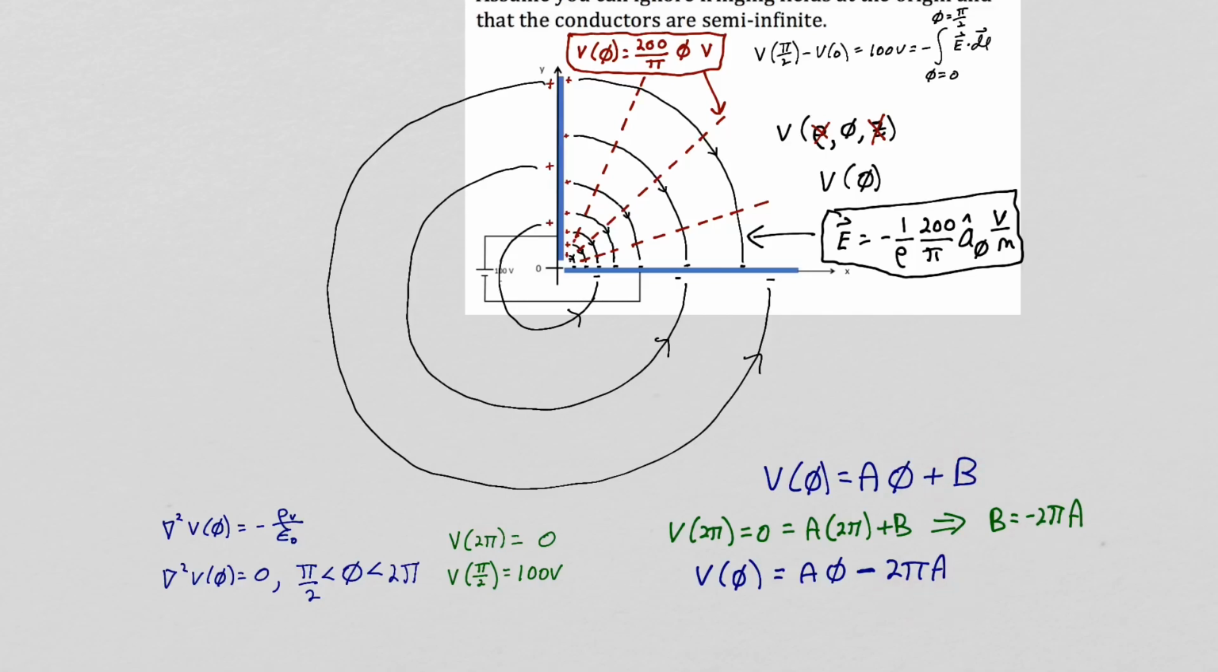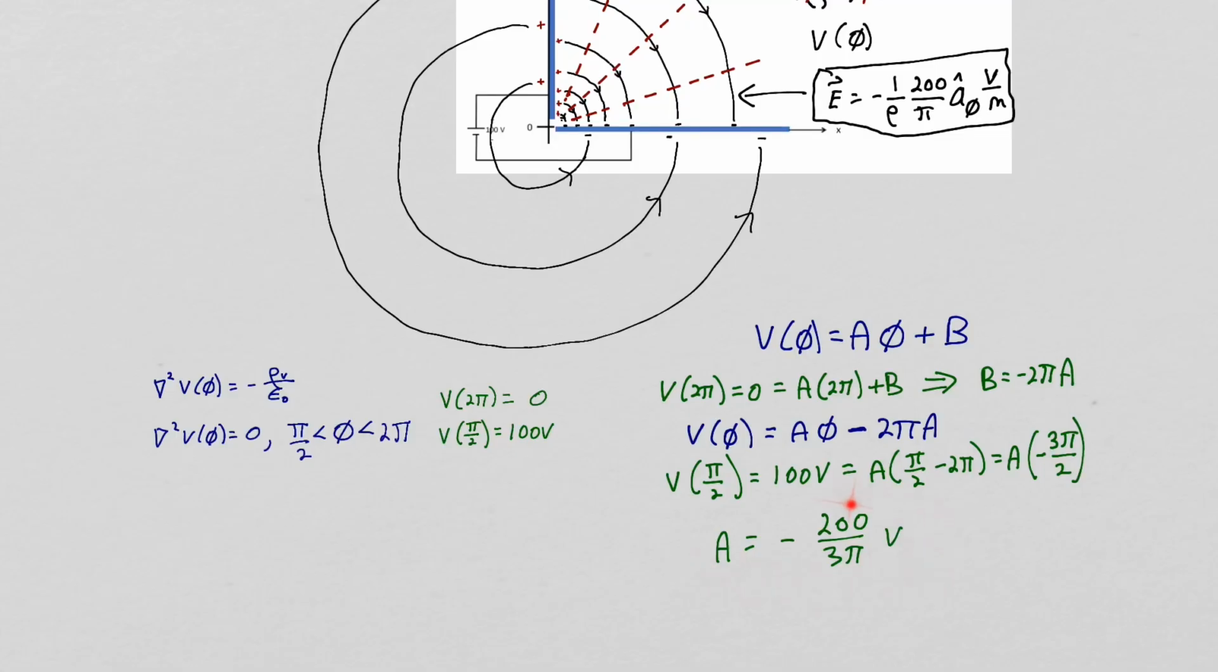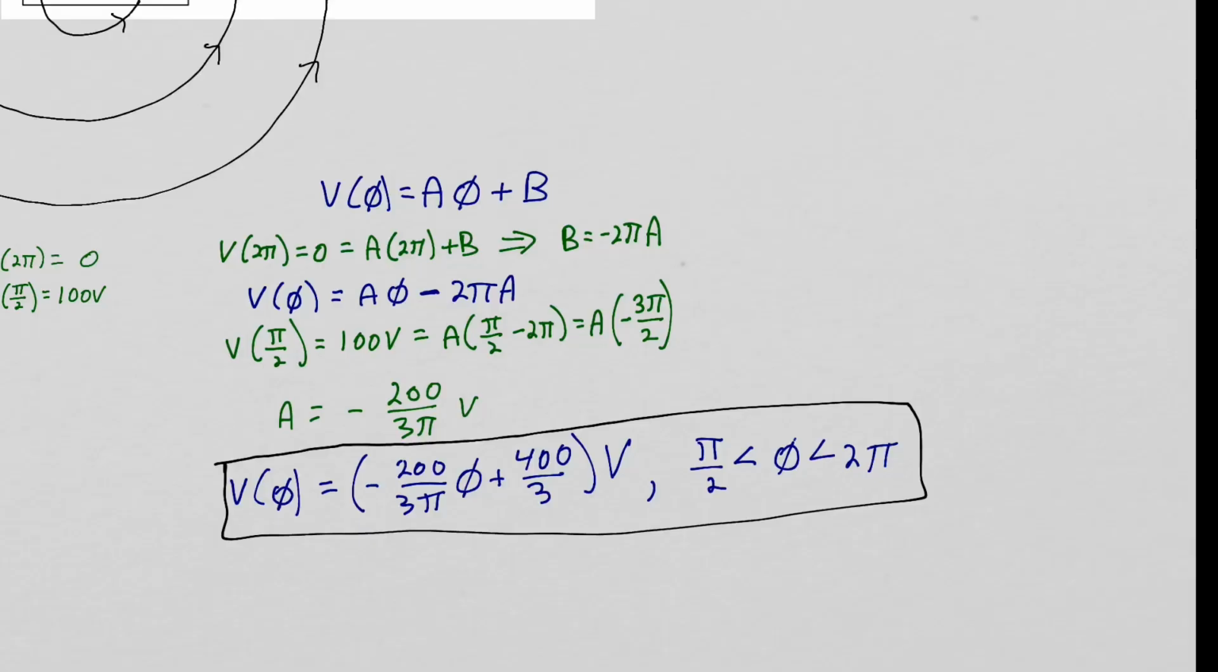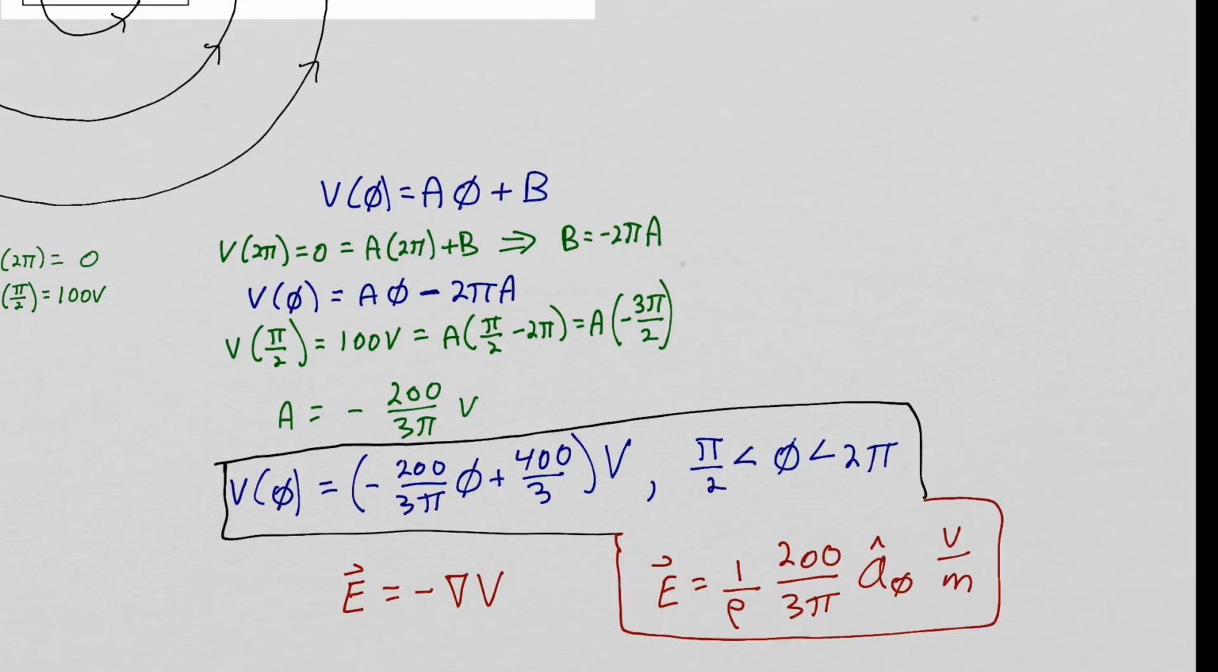And we apply the boundary condition, and we can solve for a. A is minus 200 over 3 pi volts, and substituting for a, we'll get our potential field. We can now find the electric field intensity in the second, third, and fourth quadrants by taking minus the gradient of the potential field. And that works out to be 1 over rho times 200 over 3 pi in the phi direction volts per meter.